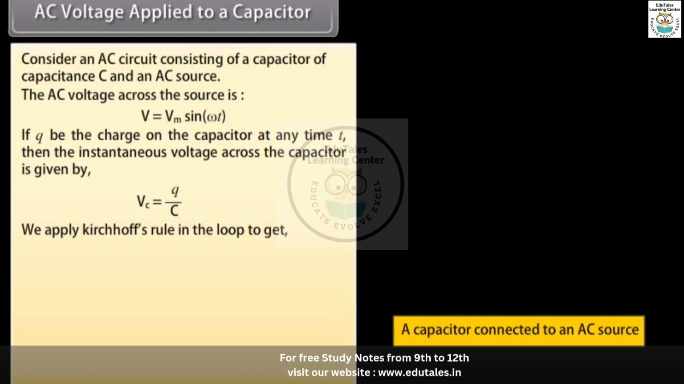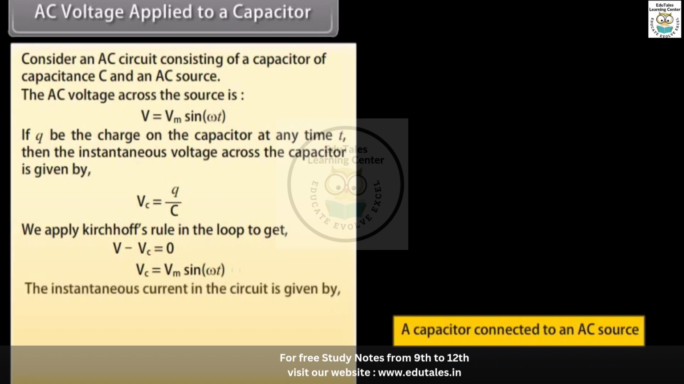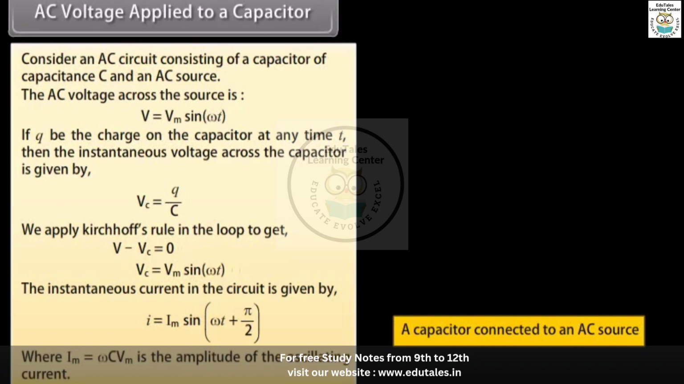We apply Kirchhoff's rule in the loop to get V minus Vc equals 0. Now we put the value in the above equation: Vc equals Vm sin omega t. The instantaneous current in the circuit is given by I equals Im sin(omega t plus pi by 2), where Im equals omega C Vm is the amplitude of the oscillating current.